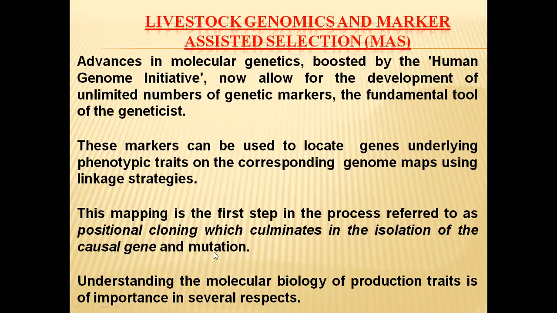So if a gene is causing a very undesirable trait in the organisms, or if a gene is causing some dangerous mutations, then we can eliminate it, we can remove that gene. So in this way also, to identify such undesirable genes, this mapping will be very useful. Understanding the molecular biology of the production of traits is also very important in all these experiments.